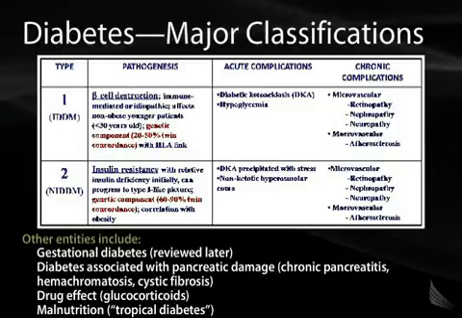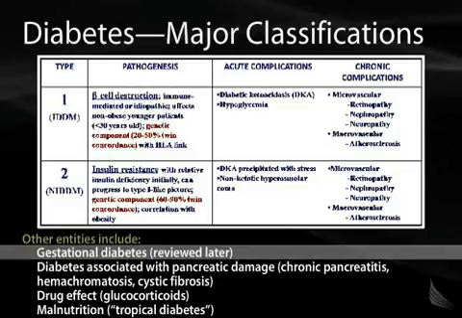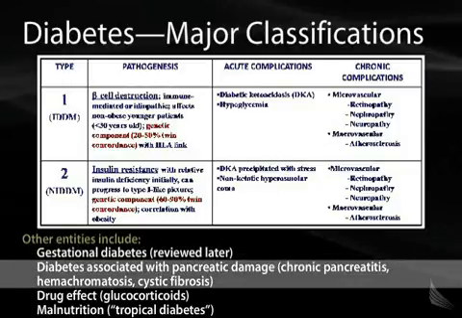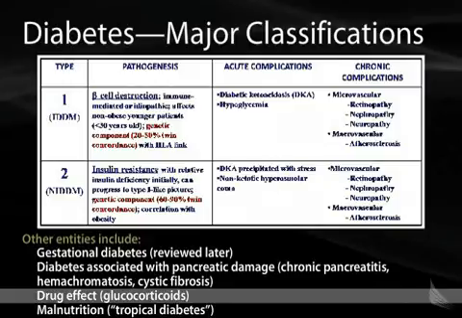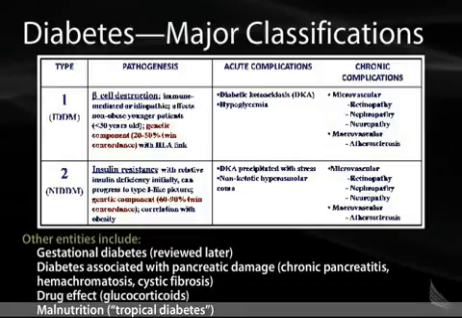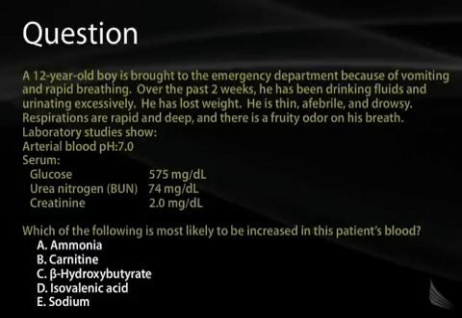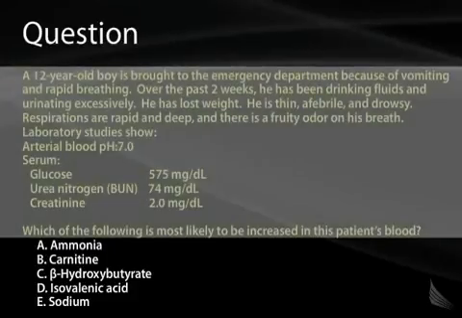Besides type 1 and type 2, there are other types of diabetes, called gestational diabetes. There's also diabetes that can result from pancreatic damage, such as happens with cystic fibrosis, or diabetes can be caused by a drug effect, such as prolonged exposure to glucocorticoids, or even malnutrition, called tropical diabetes. These are all much rarer, and the most common ones that you will see and encounter are type 1 and type 2 diabetes. Here's a question that tries to address the complications of diabetes, especially type 1.